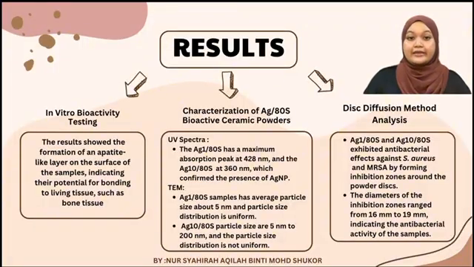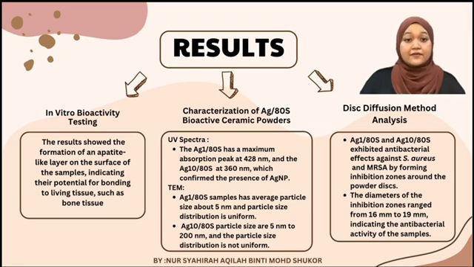Results of the major methods. In vitro bioactivity testing showed the formation of an apatite-like layer on the surface of the sample, indicating its potential for bonding to living tissue, such as bone tissue. Next, the results of the characterization of silver with silica-based calcium phosphate powder. For the UV absorption spectra, the 1% silver sample has a maximum absorption peak at 408 nanometer, and the 10% silver sample at 306 nanometer, which confirms the presence of silver nanoparticles.